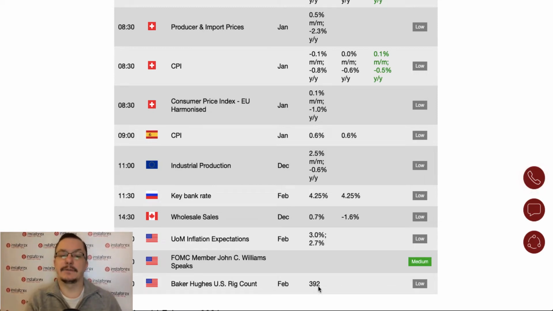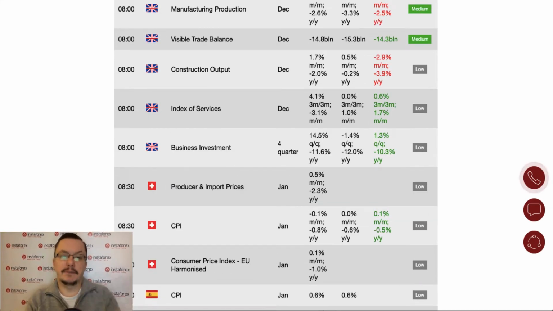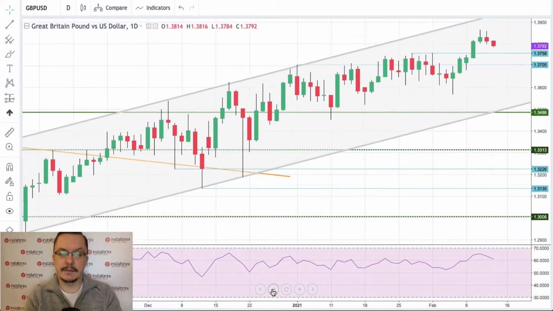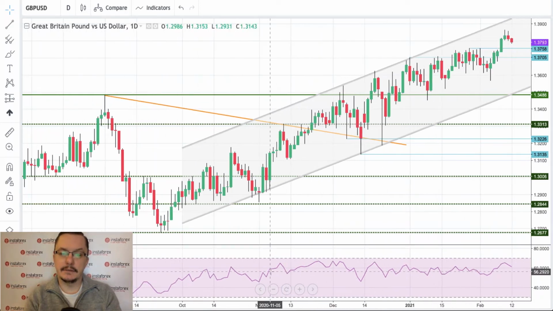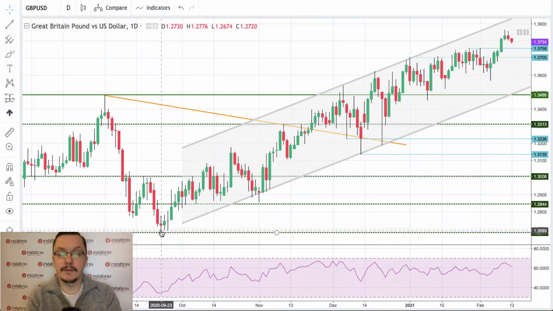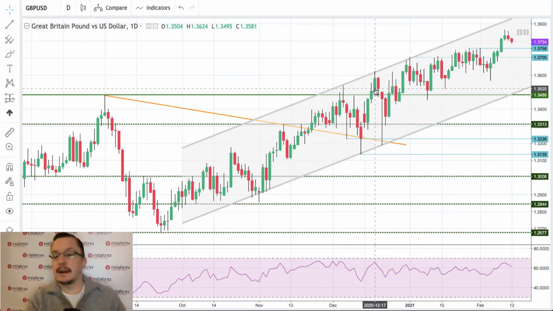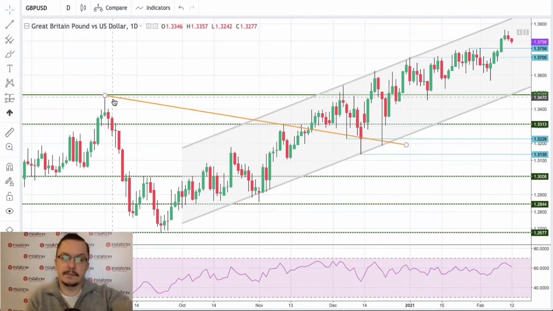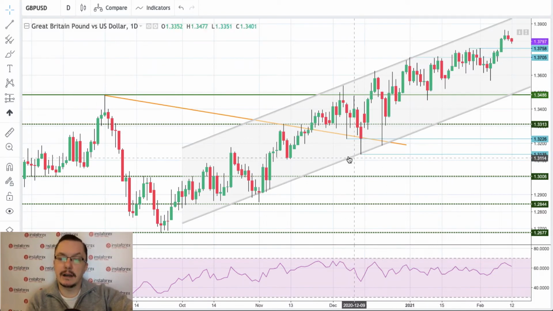Current reading is 392. So let's take a look at the British pound, because this is the key currency to trade for today. First, let's just zoom out. And as you can see, we are trading since September 23rd, 2020 inside of this channel, basically, right? We are trading up and up and up. We've been testing this channel here. We tested the previous high. We broke above the previous high. We tested the trend line, and we keep going higher.